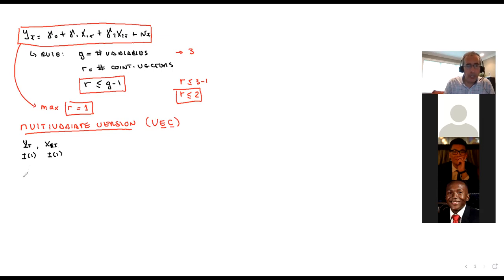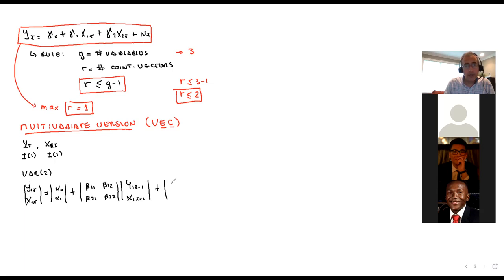Is it possible for me to write this in matrix form? So y1t, x1t equals alpha 0, alpha 1, plus beta 1,1, beta 1,2, beta 2,1, beta 2,2 that multiplies y1t minus 1, x1t minus 1, plus, let's call it gamma 1,1, gamma 1,2, gamma 2,1, and gamma 2,2. This is a VAR(2), right, guys? y1t minus 2, x1t minus 2, plus my errors. Do you agree with me, guys? This is a VAR(2), yes or no? Yes, this is a VAR(2).